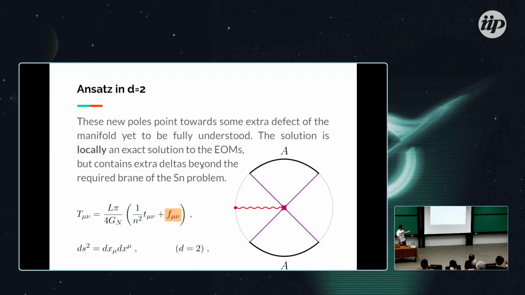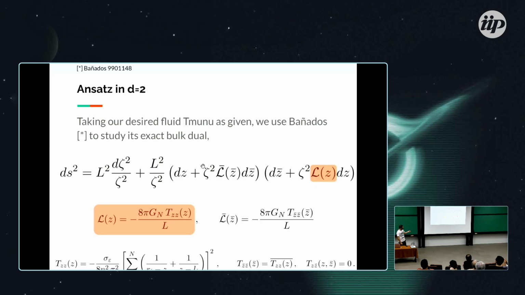Okay, so this is exactly what I said. There are some topological obstructions to understanding this as an exact solution.